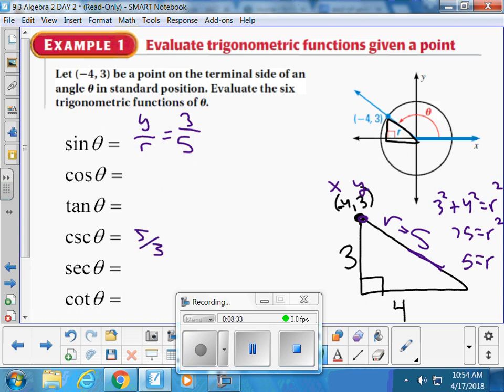Let's try cosine. Cosine would be x over r.